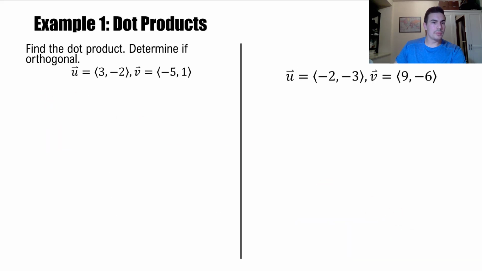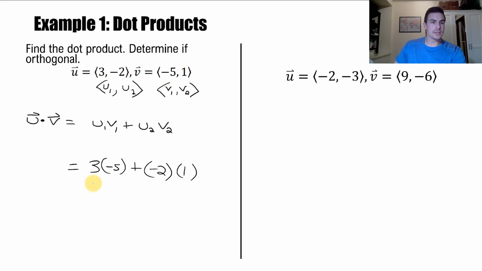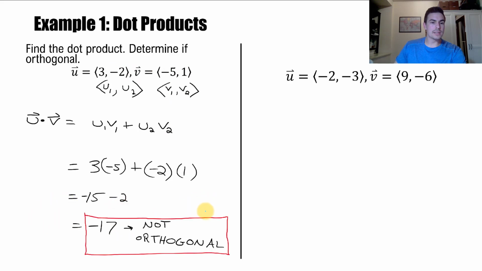Find the dot product, and determine if the vectors are orthogonal or not. So u dot v, again, we are going to have u1 v1 plus u2 v2. So here are our components. 3 would be u1, -2 would be u2, and so on. So we just substitute those right in. So I've got 3 times -5 plus -2 times 1, and we get -15 minus 2, which is -17, which is not 0. That means these vectors are not orthogonal.